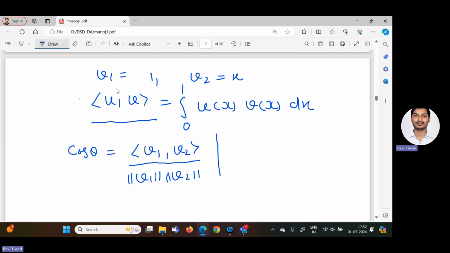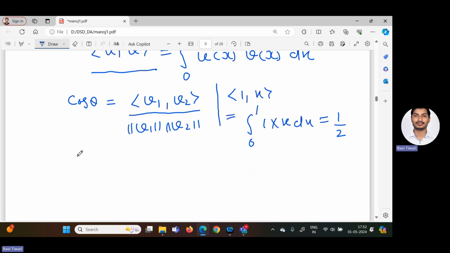So v1 is given as 1 and v2 is given as x. So what will be the inner product of 1 comma x? Because we are given the inner product in integral form, we can apply 0 to 1. The first function u of x is given 1, the second function is given x, so 1 into x into dx. The integral of x, we know, is x square by 2, and when you put the limits, we get 1 by 2. So this is the inner product of V1 and V2.